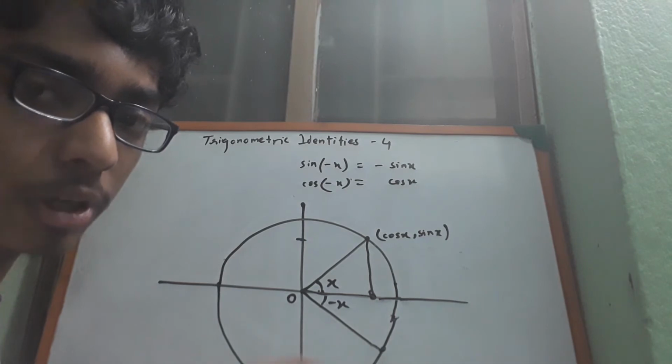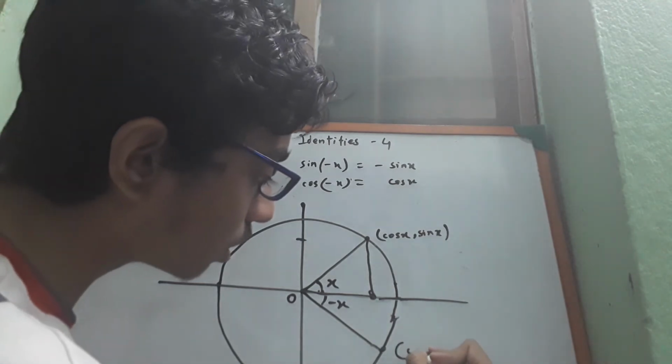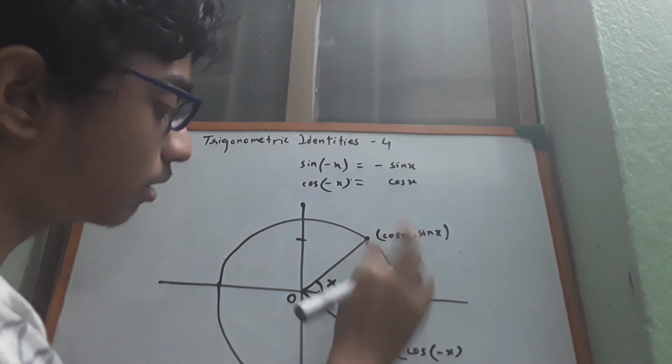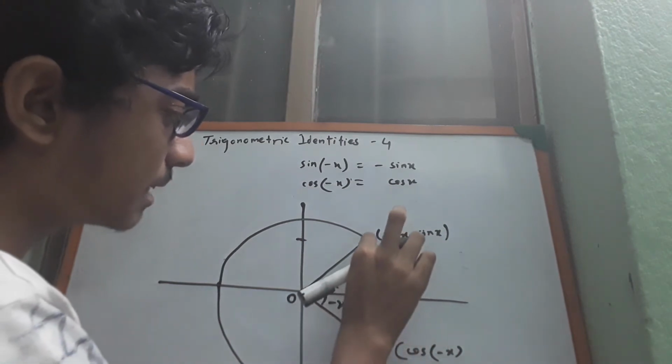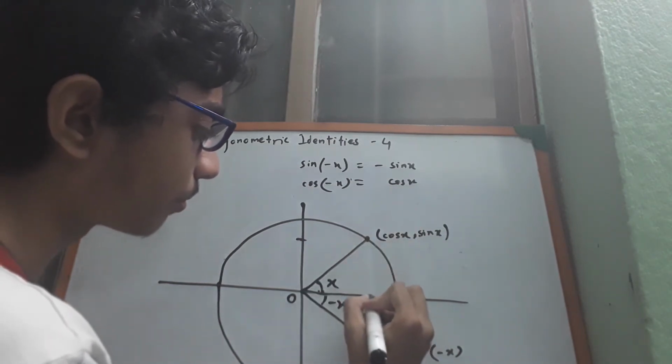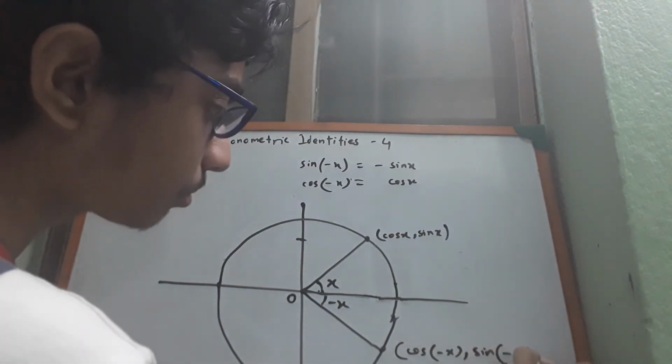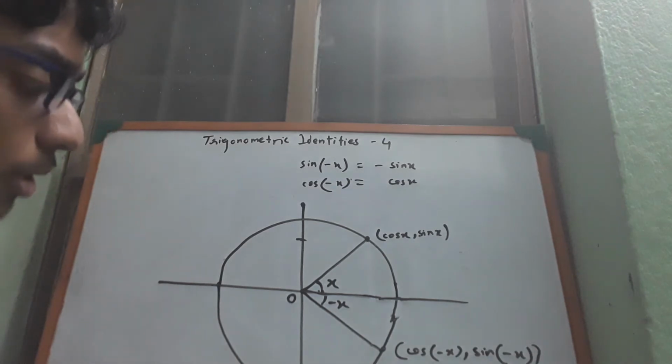Cos x, sin x. Similarly, if you consider this point, this will be cos of minus x, because here the angle is minus x in this triangle. Okay, I'm just drawing this perpendicular. You can also draw a perpendicular in the similar way. Cos of minus x comma sin of minus x. Okay, that's the coordinates of this point.